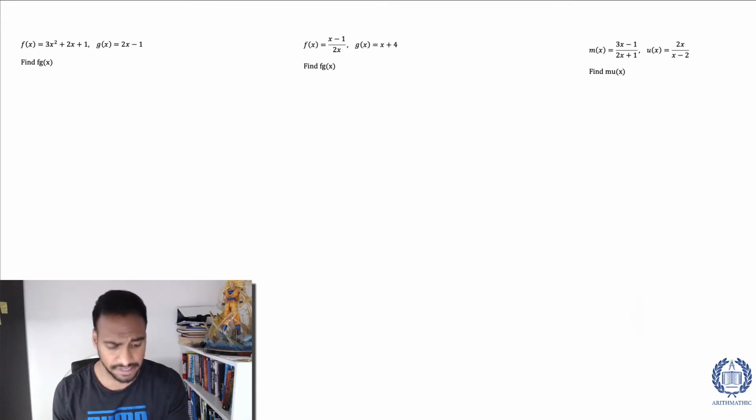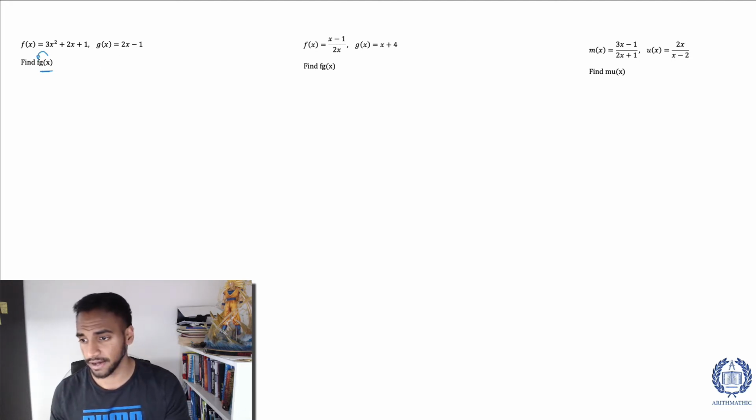So the thing about composite functions: composite functions basically means when you're putting one function into another. If we look at this, the first one is saying find fg of x. We have 2 functions, f and g. All you need to do here is take your second function, the g, which is this, and sub that g function inside the f function where you see x.